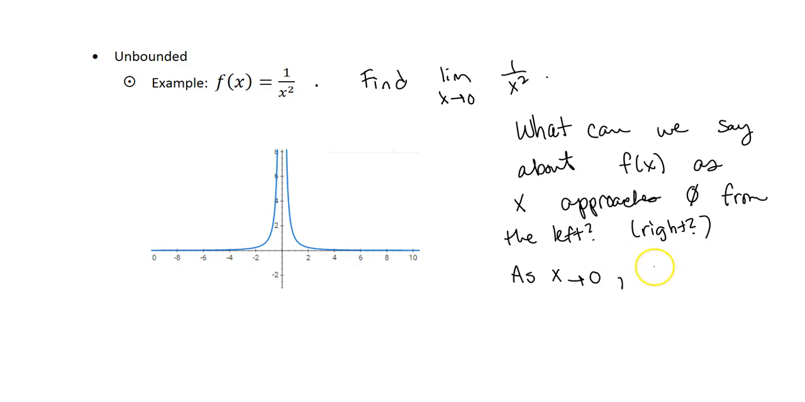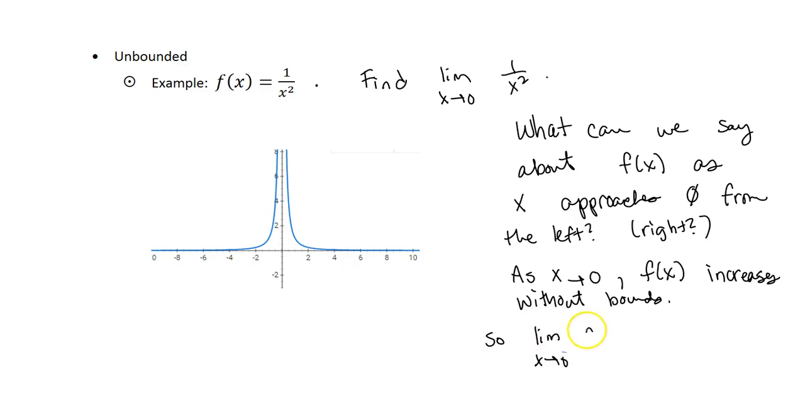So as x approaches 0, we say that f of x increases without bounds. So it's growing forever. It's never going to stop growing. So in this case, we say for now that the limit as x approaches 0 of f of x does not exist. Now later on in this chapter, we will talk about how to deal with this type of situation when you have a function that's increasing or decreasing without bounds. But for now, we're just going to say that this one doesn't exist, according to the definition.